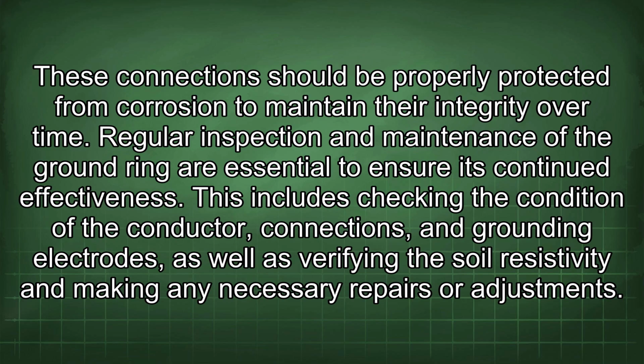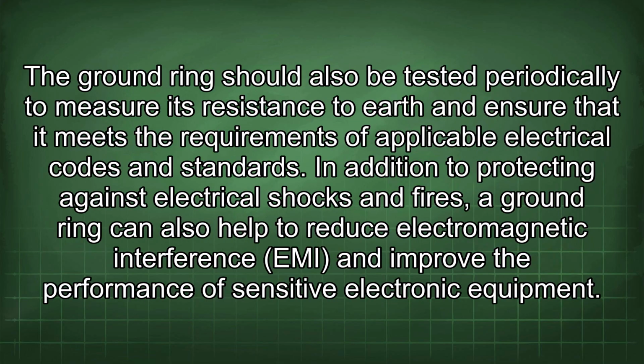Regular inspection and maintenance of the ground ring are essential to ensure its continued effectiveness. This includes checking the condition of the conductor, connections, and grounding electrodes, as well as verifying the soil resistivity and making any necessary repairs or adjustments. The ground ring should also be tested periodically to measure its resistance to earth and ensure that it meets the requirements of applicable electrical codes and standards.